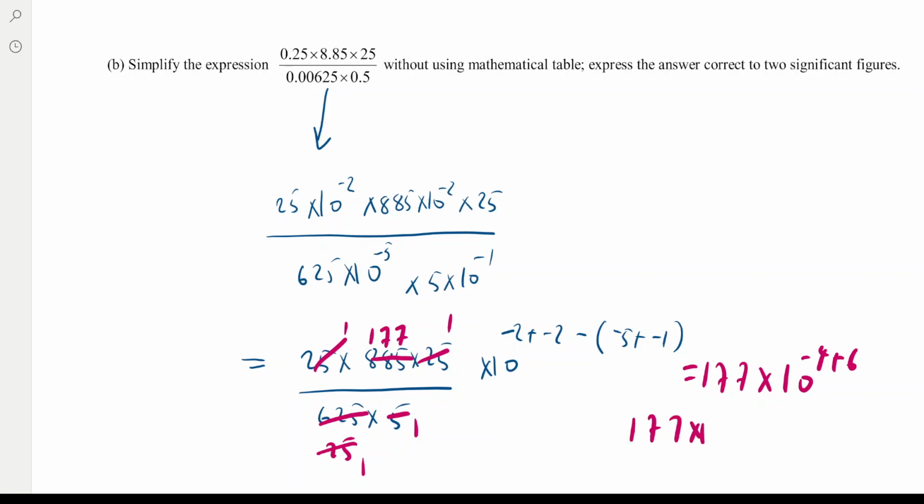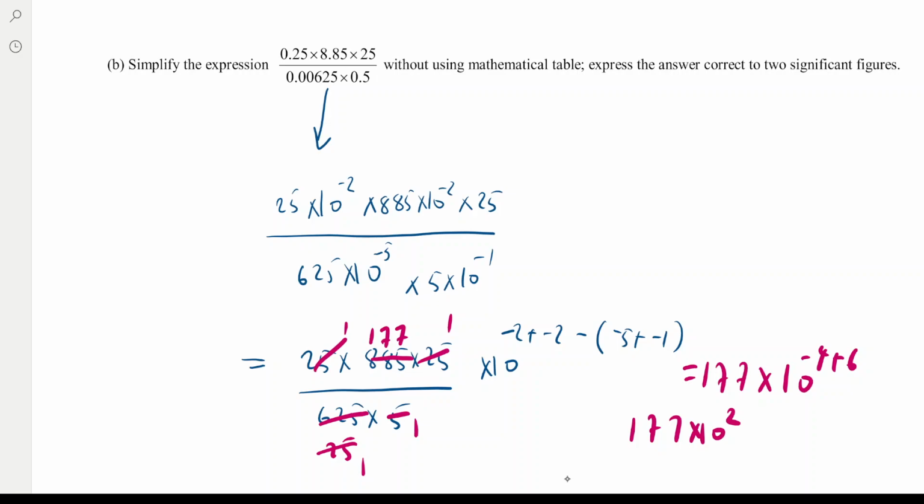And we're supposed to express the answer to two significant figures. So it will be 180 times 10 power 2, which is eventually equal to 18,000. So it is 18,000, dear students, and that is the answer for question number 1b.